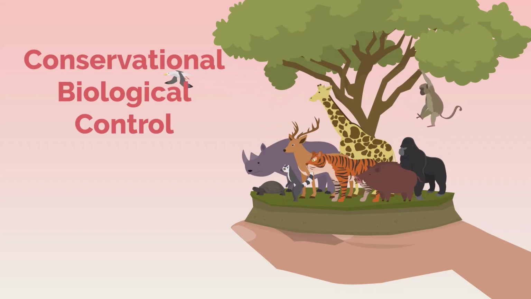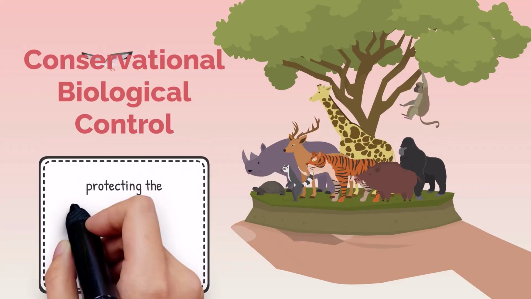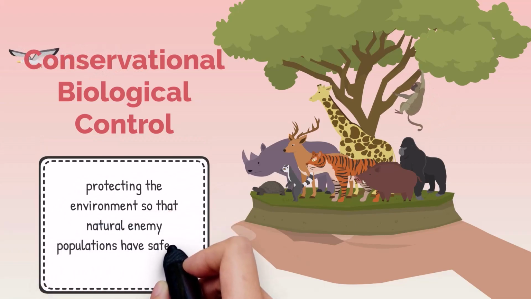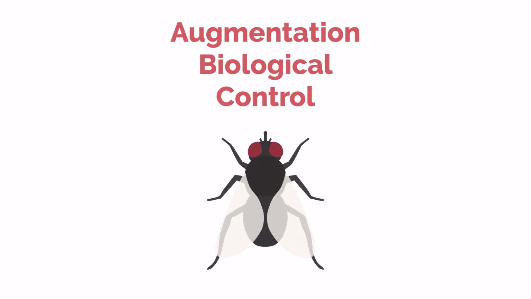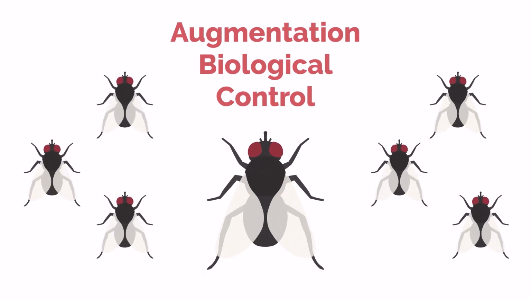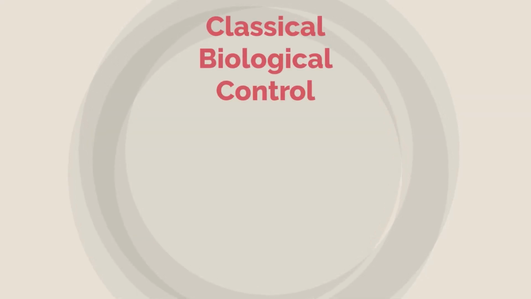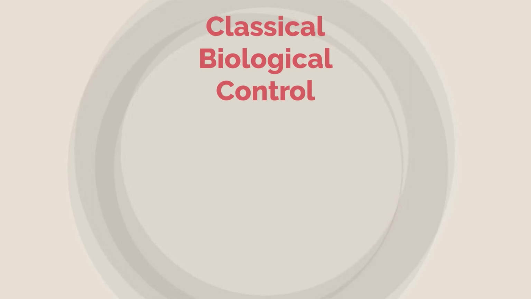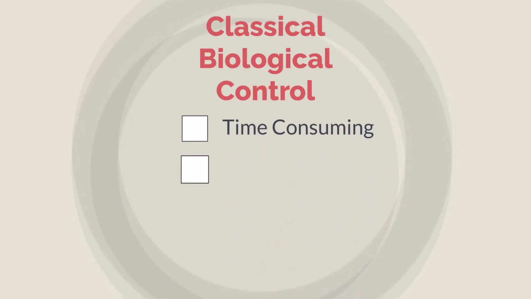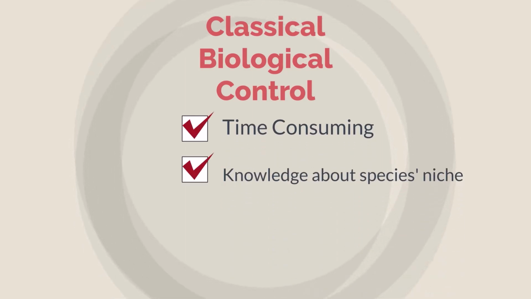Conservational biological control focuses on protecting the environment so that natural enemy populations have a safe and contained space to grow. Additionally, augmentation biological control is used when attempting to limit natural enemies by adding more biological agents. Classical biological control, on the other hand, is met with opposition because it is so time-consuming and requires a lot of skill and knowledge about native species niches.